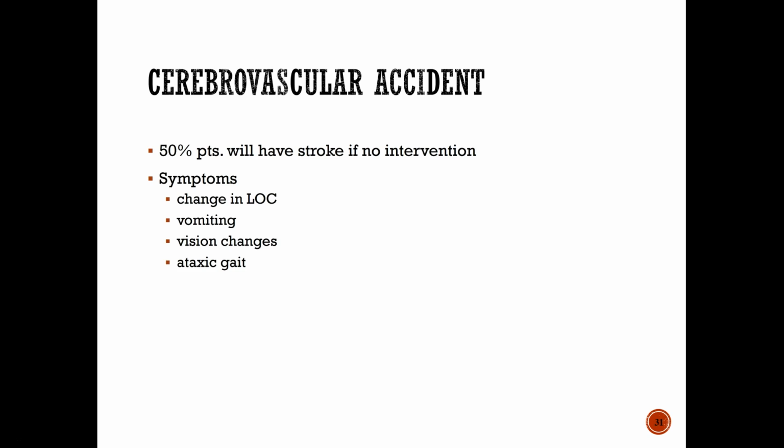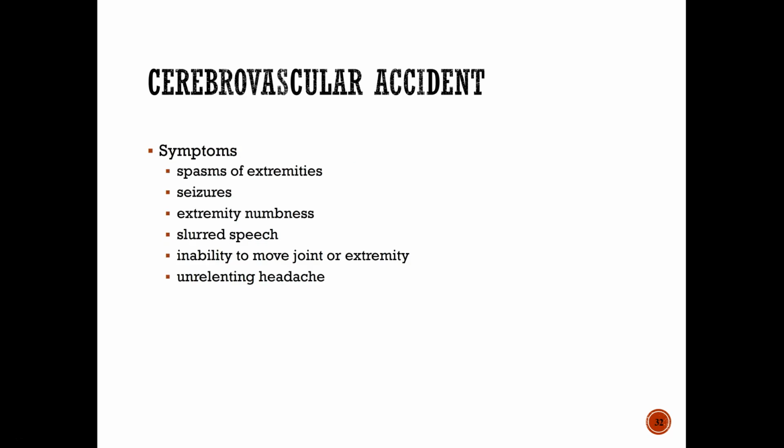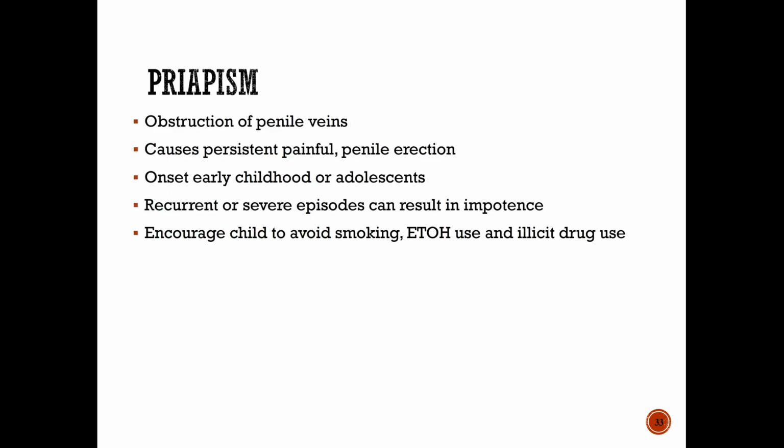Symptoms continued on include spasm of extremities, they might have seizures, they may have extremity numbness, slurred speech, they may have an unrelenting headache. If they do have an unrelenting headache, sometimes headaches are just their normal pain sites, but if it won't go away with pain medicine, you may want to check their blood pressure, see what's going on, and then maybe page the doctor if it's high, or if they're also having neuro symptoms that you would be concerned with them having a CVA.